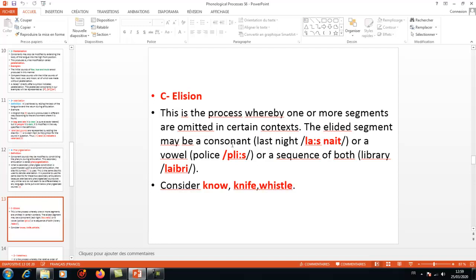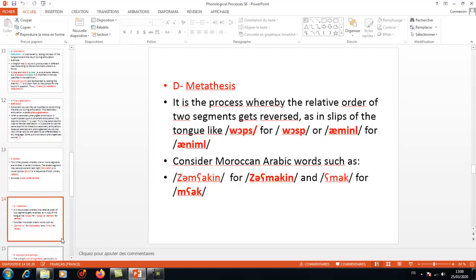Or we can omit a vowel. For example, in police, the vowel after p is omitted here. Normally, there is a general tendency to pronounce it as /pliːs/. Or we can omit a sequence of both. Look at the word library, in the way it is written, but the way it is normally pronounced, it's /laɪbri/. So we have omitted a sequence of consonant plus vowel. Now, I would like you to consider the pronunciation of these words here. Is it /knəʊ/ or /nəʊ/? Is it knife? Is it whistle? So try to consider the pronunciation of these words.